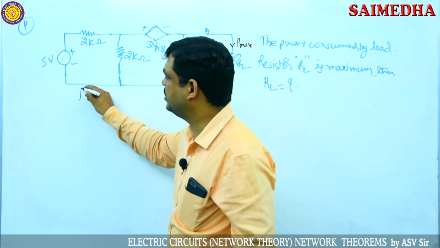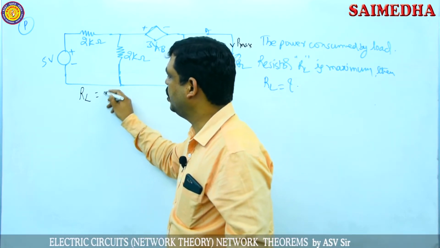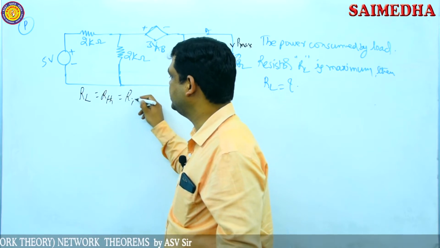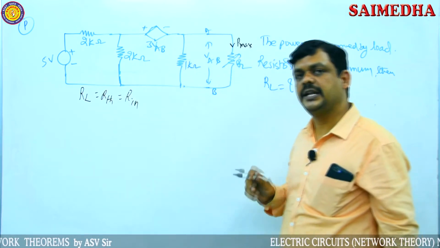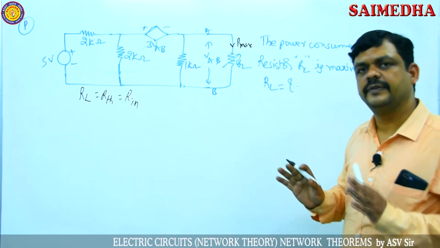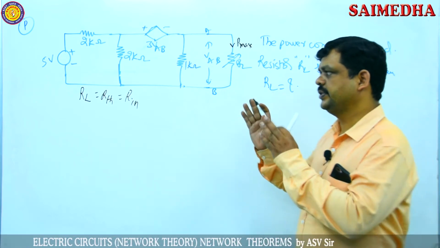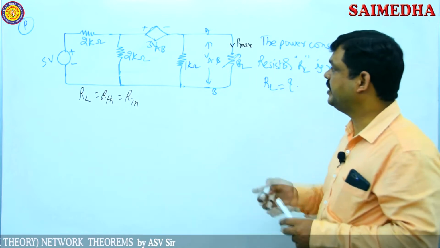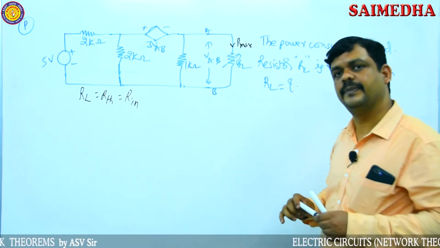From the maximum power transfer theorem, the condition explains load resistance is equal to Thevenin's resistance. Thevenin's resistance is also called the internal resistance of the circuit, or we can call it the source resistance. So the load resistance is equal to the source resistance. Then the power consumed by the load resistor RL is maximum.